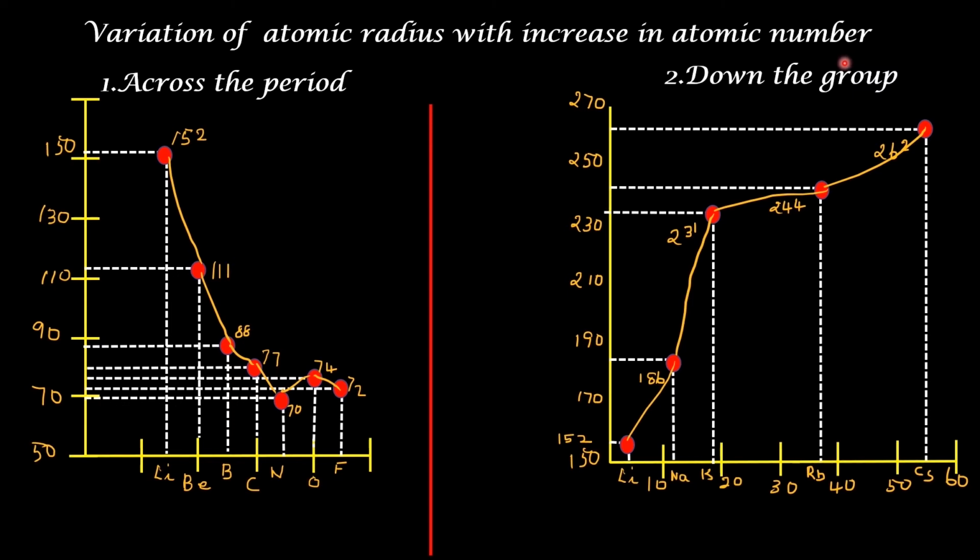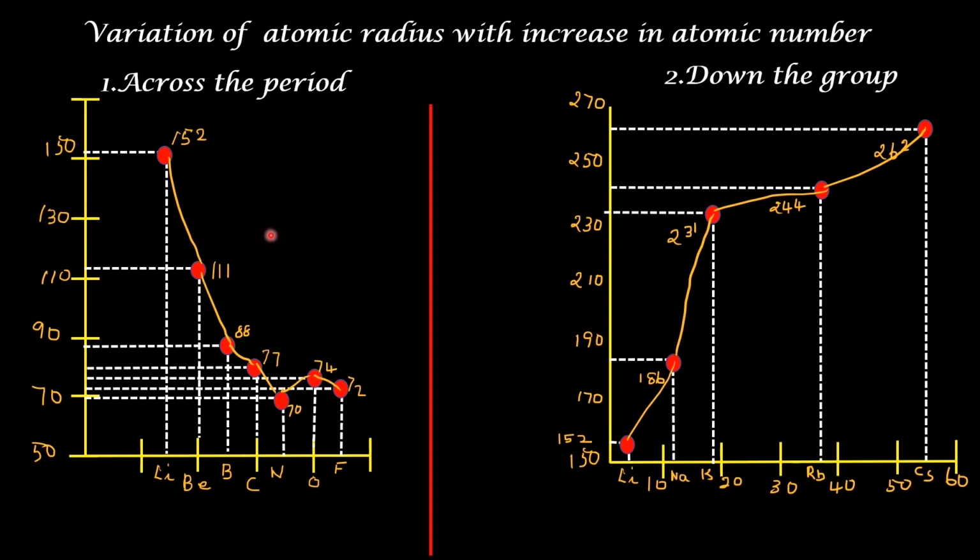This graphical representation is for second period and first group. The shape of the graph across the period and down the group is different. First of all, we will see the trend across the period. As we move from lithium to fluorine, the atomic radius goes on decreasing. There is a steady decrease up to nitrogen. Then for oxygen, it slightly increases, and then for fluorine, it further decreases. As I have already told you, these measurements are all in picometer.